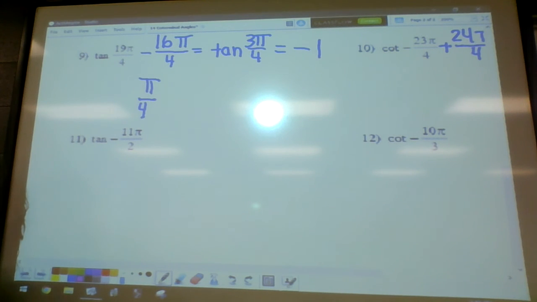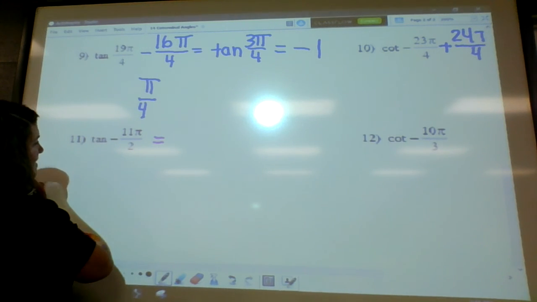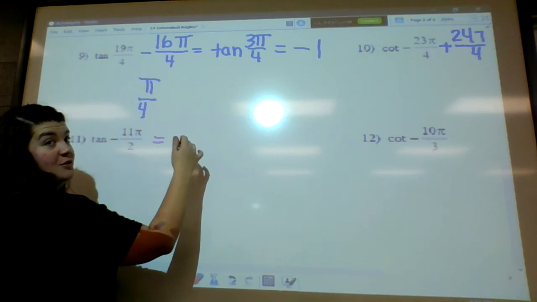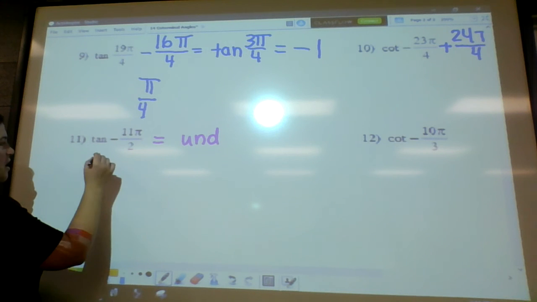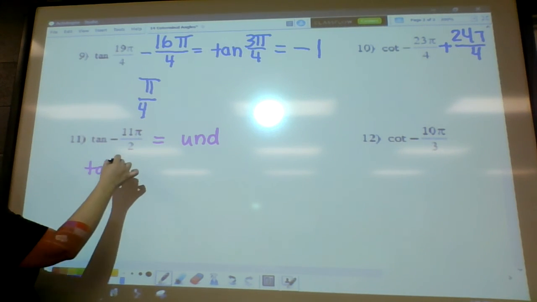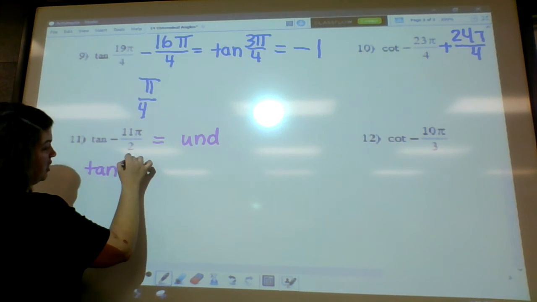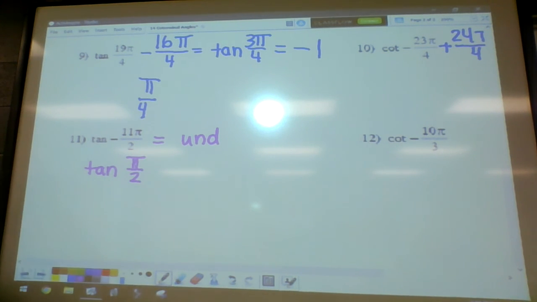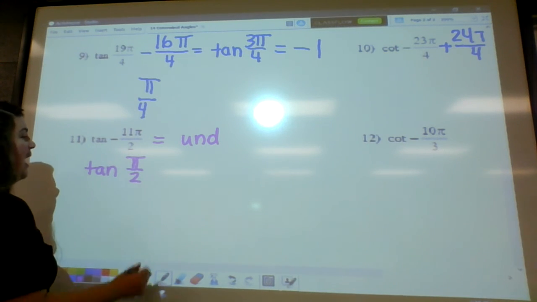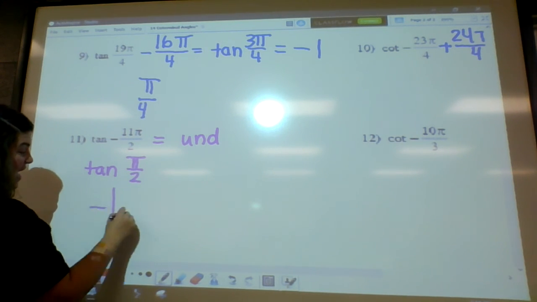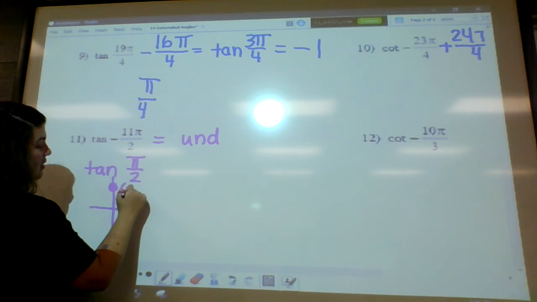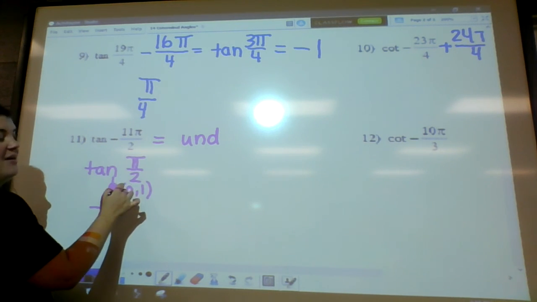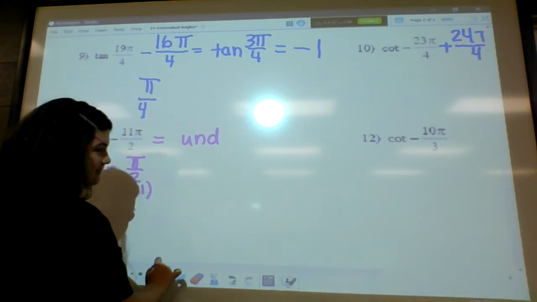Does anybody need more time on them? Are we good? All right, so what did you get for the tangent of negative 11 pi over 2 for your final answer? Undefined? Anybody else undefined? Yes? And so you had a coterminal angle, what was the coterminal? Pi over 2. So you added 12 pi over 2. And so at pi over 2, that's the angle that's up here, right? It's a quadrantal angle. So you don't have to reference anything. You just know cosine and sine, and tangent is sine divided by cosine. So it's 1 over 0, which is undefined.